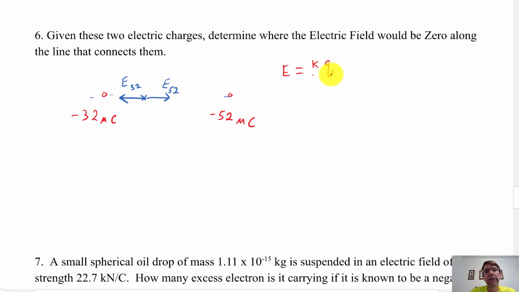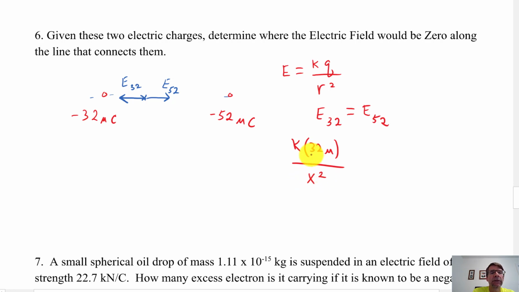Here's the equation we're using. But what I need to have at that location, that blue X on that diagram, I need to have E32 equal to E52. All right? And E32 is going to be K times the 32 microcoulombs divided by the distance. I'm going to call the distance X squared.